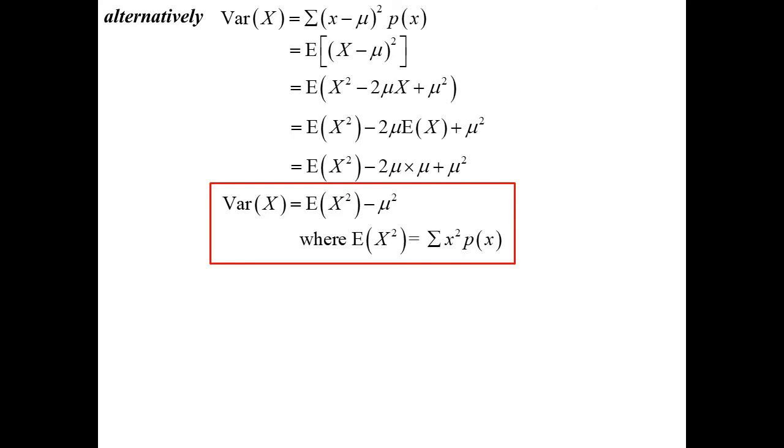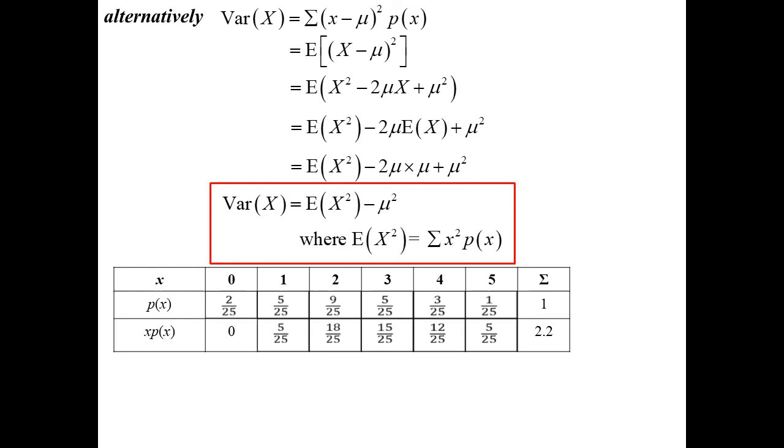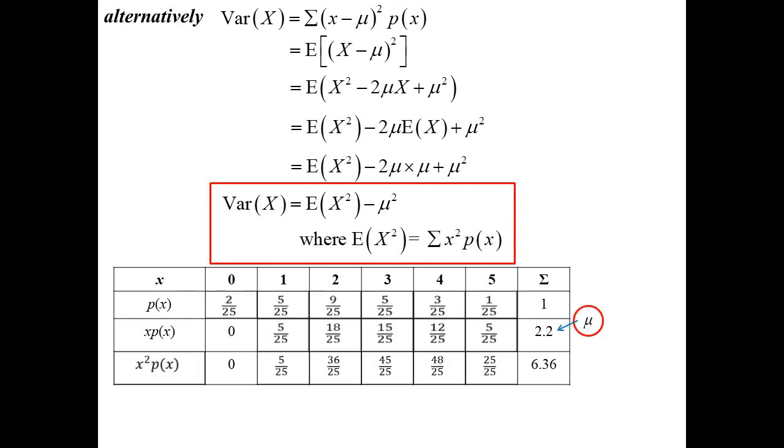So let's go back to our table. That's where we were at the end of yesterday. That's the table we had created. All it means now is I just need one more row. So yes, we found that mu was 2.2. So my next row is x squared p(x).